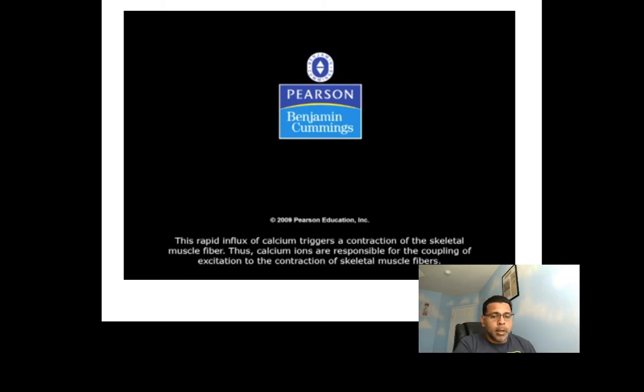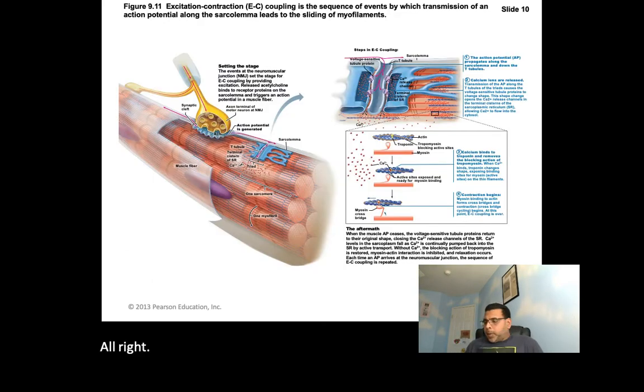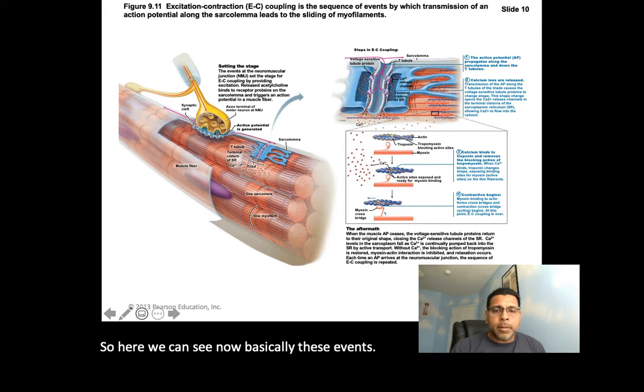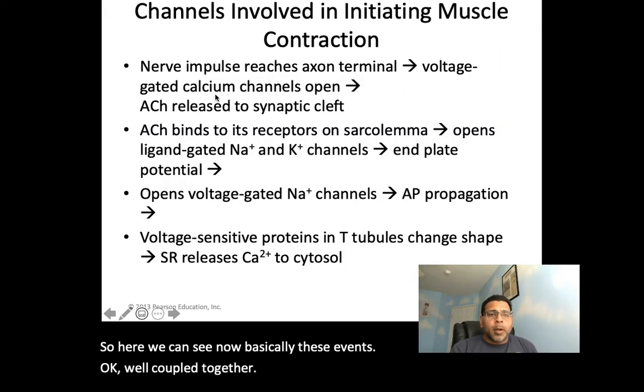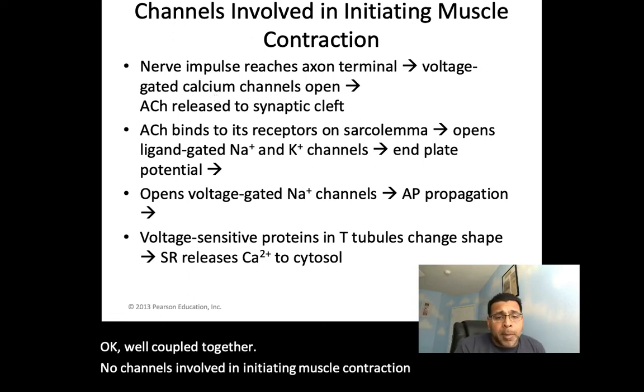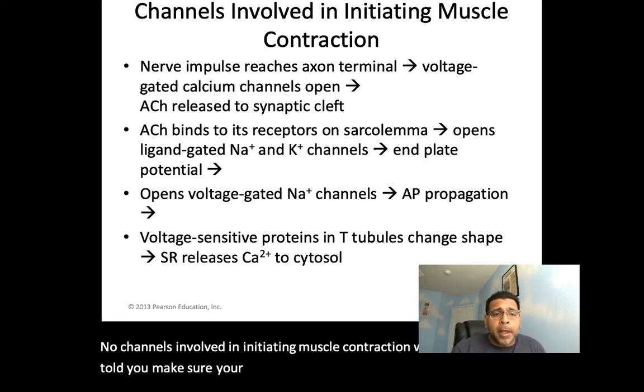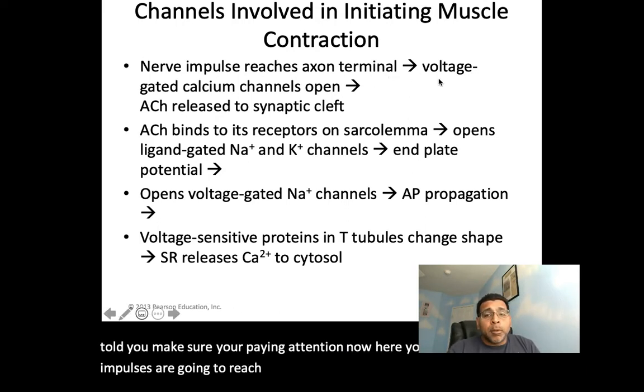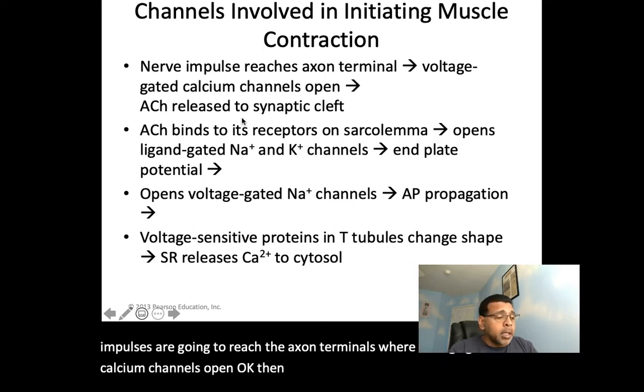All right. So here we can see now basically these events all coupled together. Now, channels involved in initiating muscle contraction we saw there as well. I told you make sure you're paying attention. Now, here you can see nerve impulses are going to reach the axon terminals where voltage-gated calcium channels open. Okay, then acetylcholine gets released into that cleft.